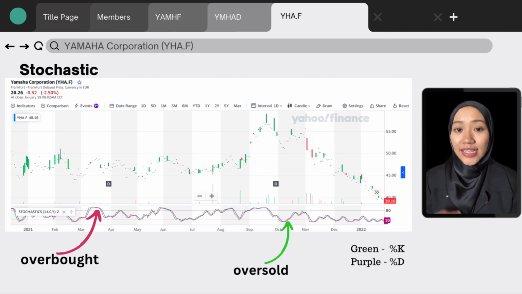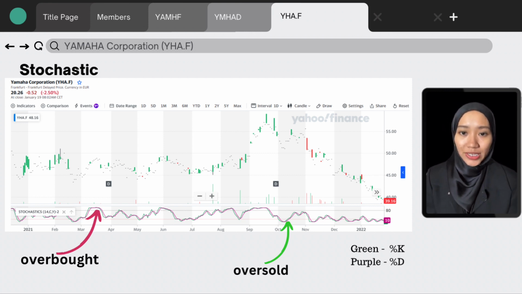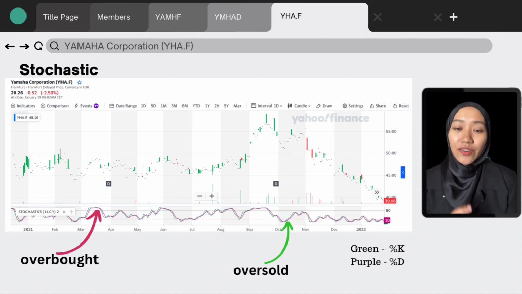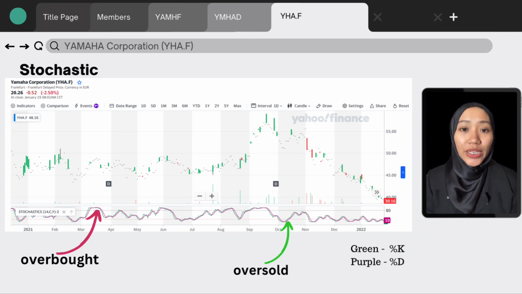The K line exists as the main line that indicates the current price, which is related to the high-low range over a specified period. In this chart, the green color indicates K. The D line also exists in this indicator as a tool, the moving average of the K line. The D line is also known as a signal line, and in this chart the color is purple.